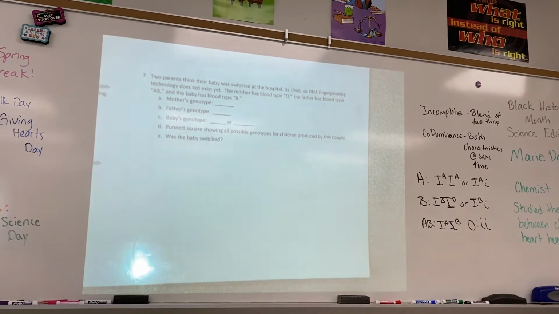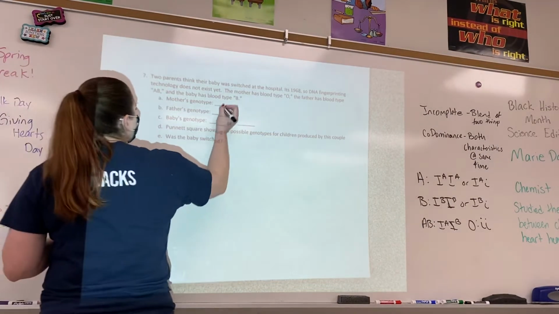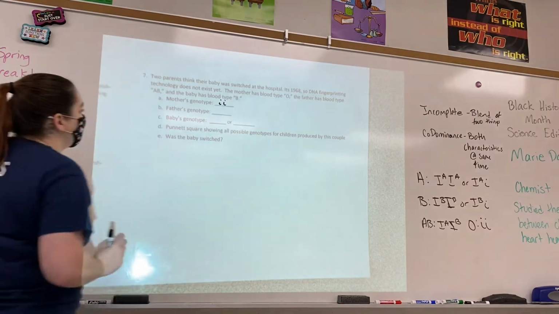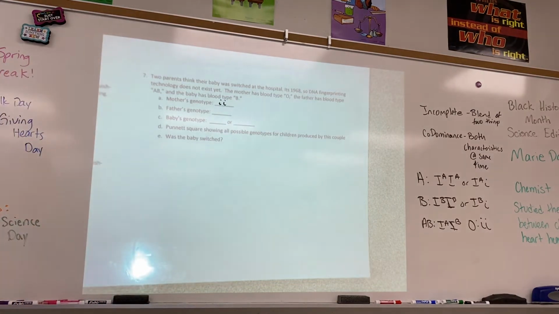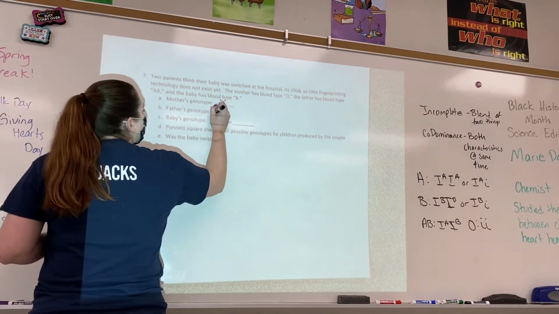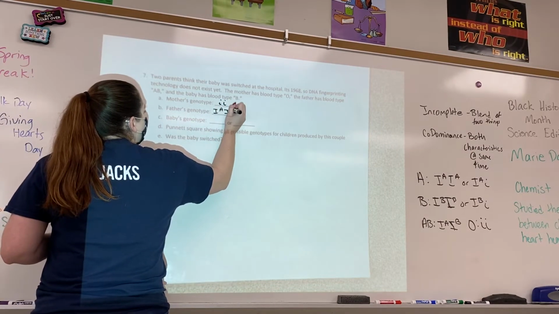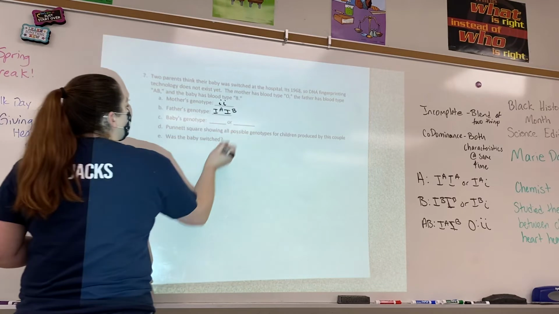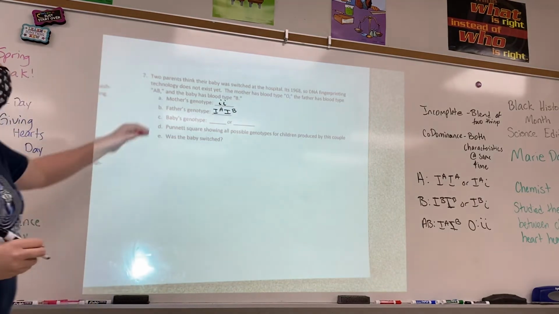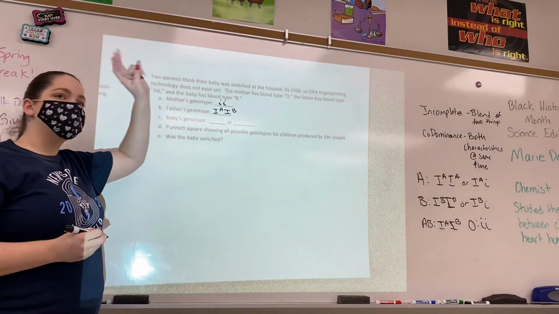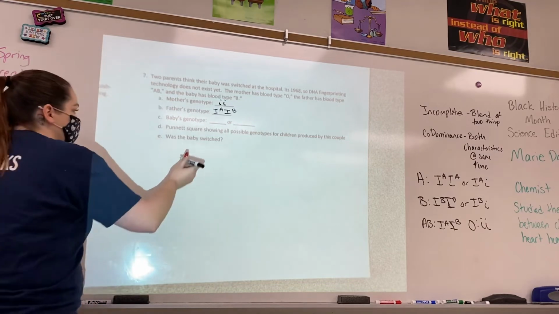Okay, so if you have a mother that is type O, what would her genotype be if she's type O? Lowercase i, lowercase i. And if the father is AB, what would his genotype be? Capital I capital A, capital I capital B. And then if the baby is type B, what are the two options for being type B?